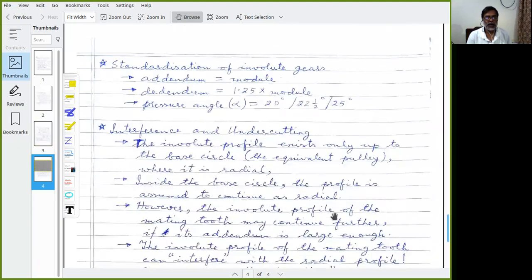So this much on the basics of gears, and in the next lecture we will study different kinds of gears and gear trains.